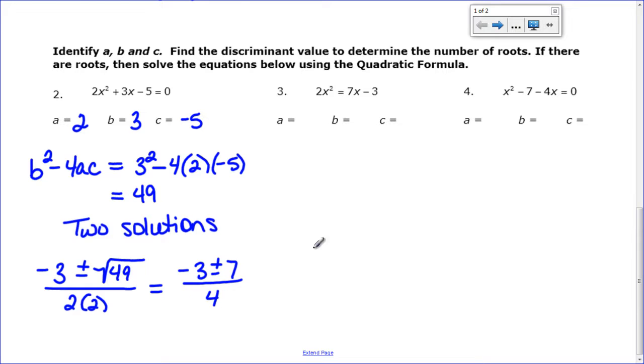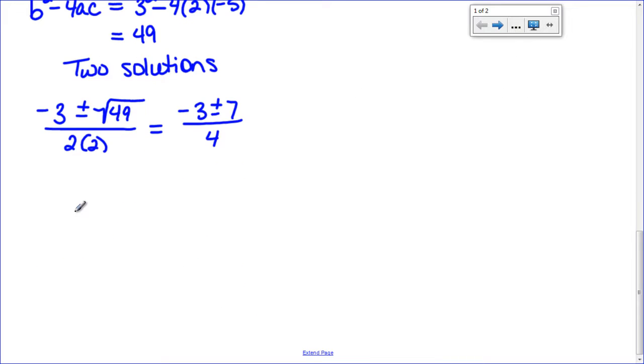So I have two different problems here. I have negative 3 plus 7 divided by 4, and I have negative 3 minus 7 divided by 4 because I have that plus minus in the middle. So it's not a 2, it's a 4. So I need to grab my calculator and find out what those equal. So I have negative 3 plus 7 divided by 4, which makes 1. So one of my answers to my problem is x equals 1.